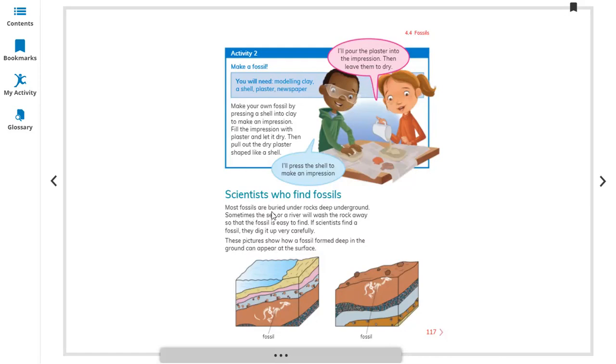Most fossils are buried under rocks deep underground. Sometimes the sea or the river will wash the rock away so that the fossils are easy to find. If scientists find fossils, they dig them up very carefully. These pictures show how a fossil formed deep in the ground can appear at the surface.